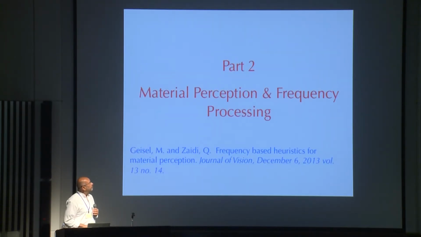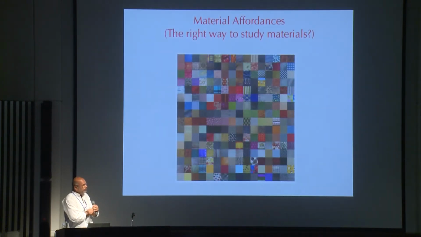So now to the second part, which is, since I said spatial frequency also, now material perception and frequency processing. So I think one of the right ways to study materials is to look for affordance, what Gibson called affordances, which is look at properties that are really quite useful. And I'm not usually that utilitarian, because I'm only a naturalized American citizen, not genetically an American citizen.